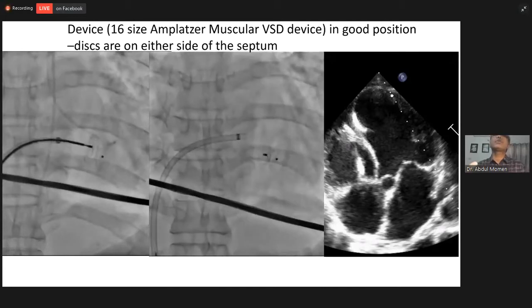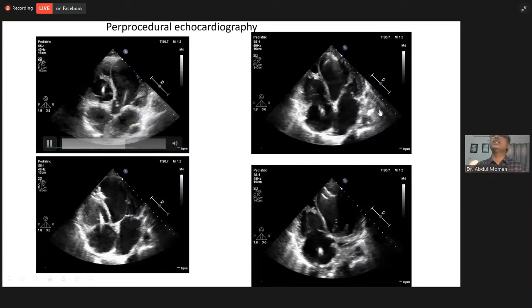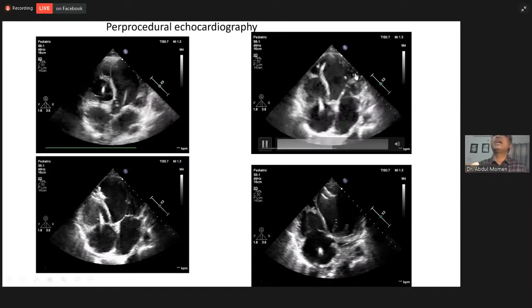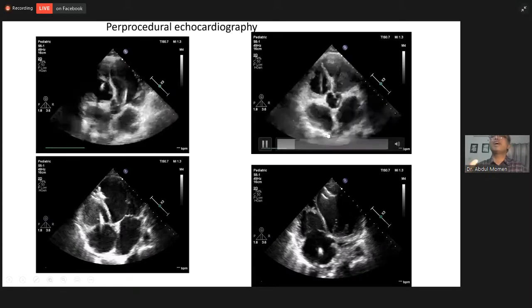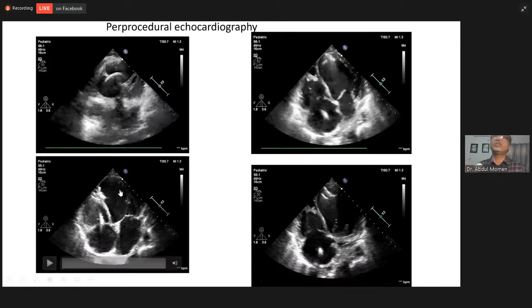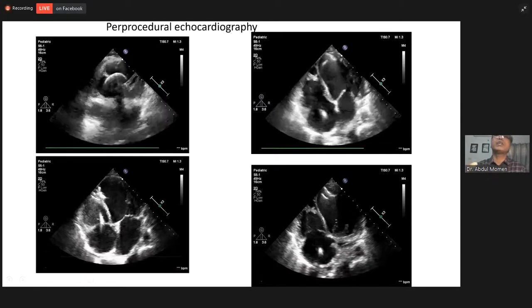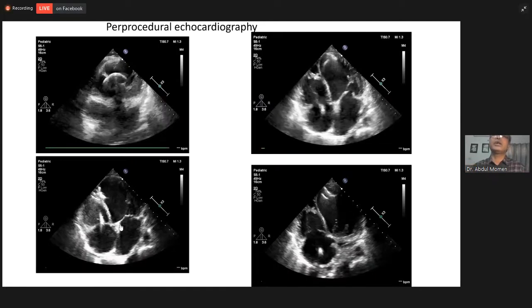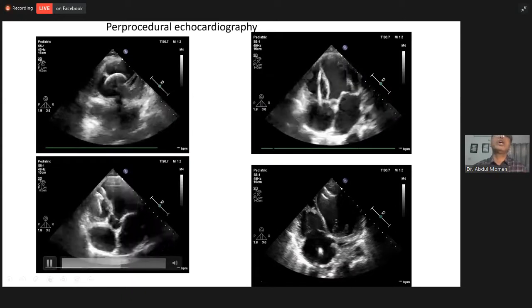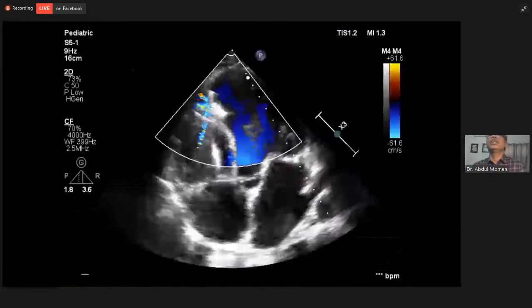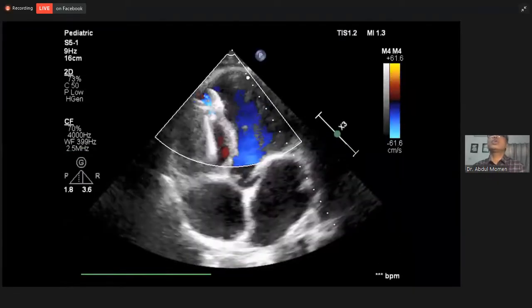These are the periprocedural echocardiography images, with the sheath in the aorta. We push the LV disc, and then we pull the device across the VSR, and we position it in the VSR appropriately. So this is very important. Echocardiography guidance is very important for proper visualization. There is no residual shunt seen, so we release the device.